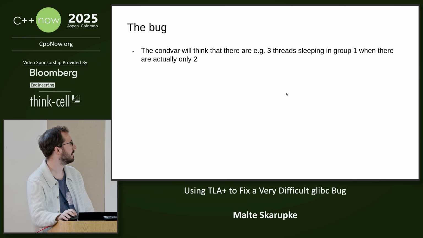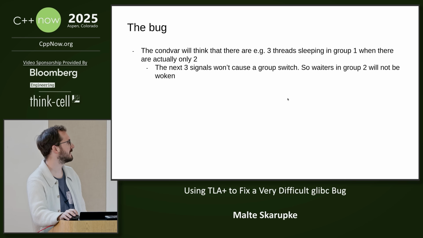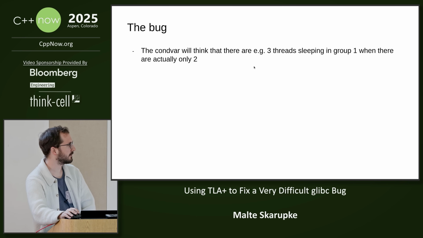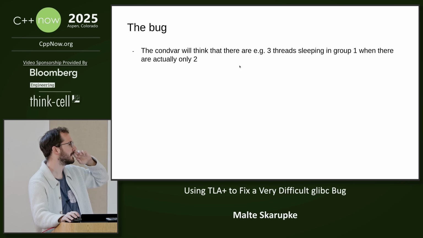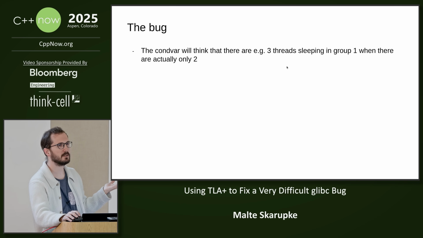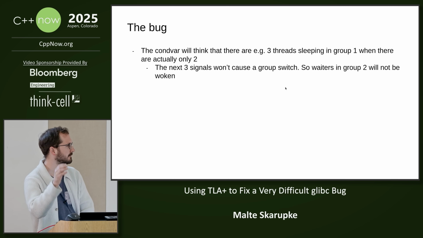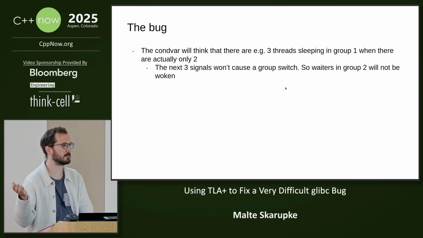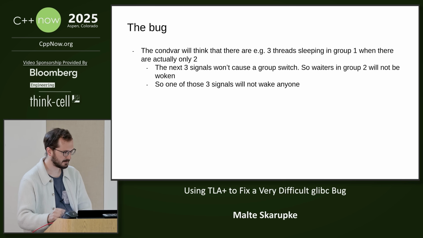That's the same thing. Yeah, so the actual bug was already in the initial bug report, they had it pretty much right. The condition variable will think that in one of the groups there are 3 threads sleeping, but there are actually only 2. These numbers are not important, it could be 0 and 1. It will think there's 1 thread sleeping, but actually there's 0. That means the next 3 signals will not cause a group switch, and one of those 3 signals will not wake anyone.